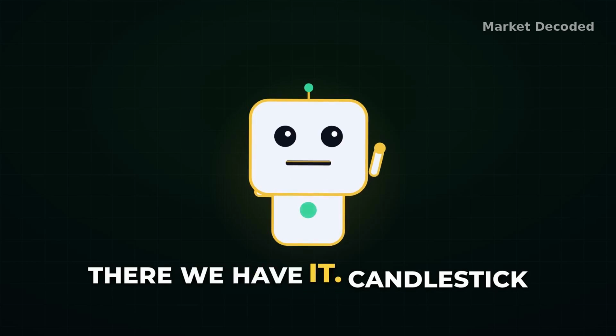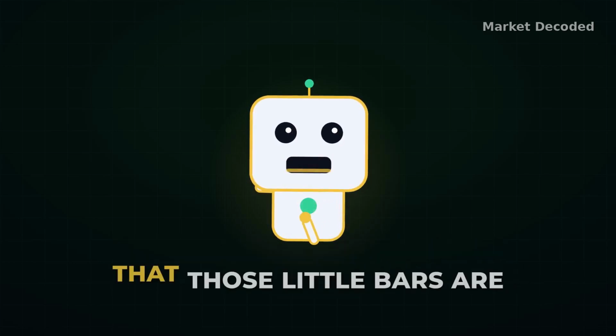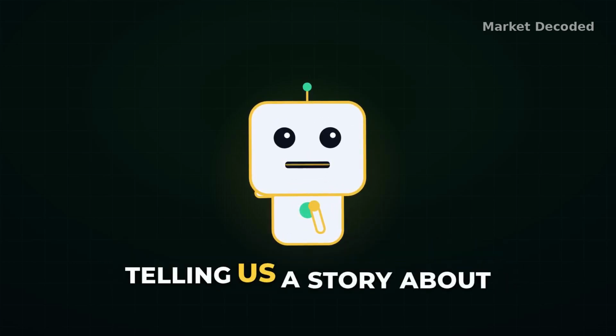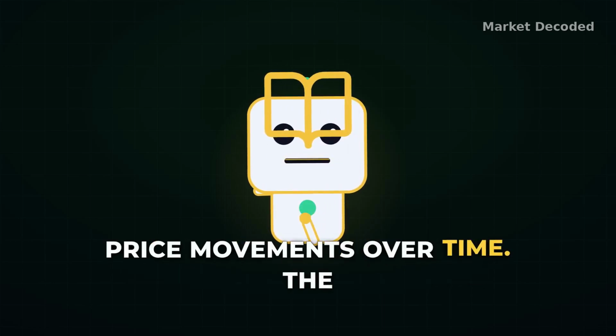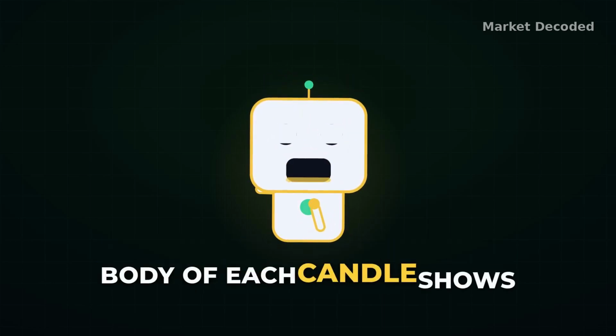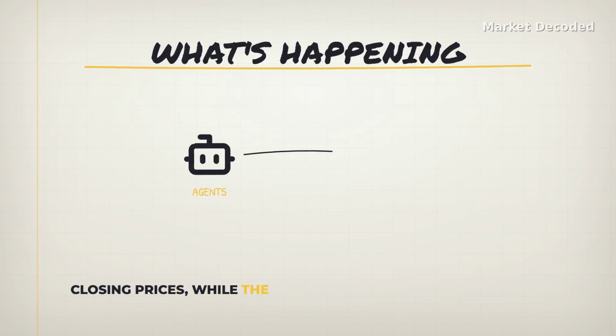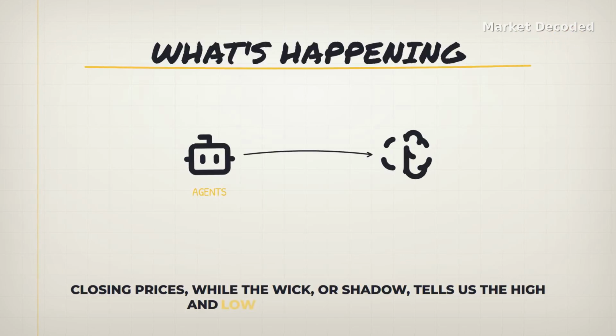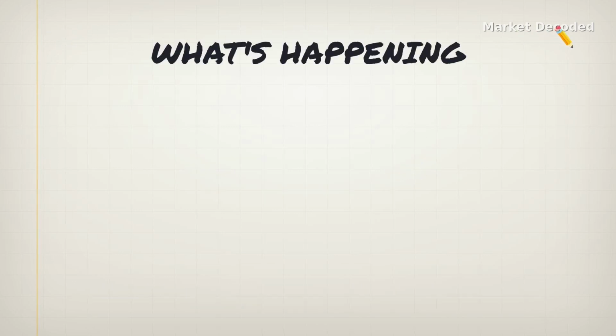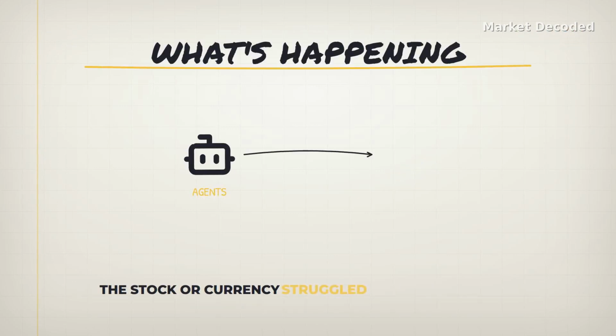And there we have it, candlestick charts decoded. You now know that those little bars are telling us a story about price movements over time. The body of each candle shows the opening and closing prices, while the wick, or shadow, tells us the high and low points during that session. So, when you see a long upper wick but no lower one, it means the stock or currency struggled to break above its previous high.